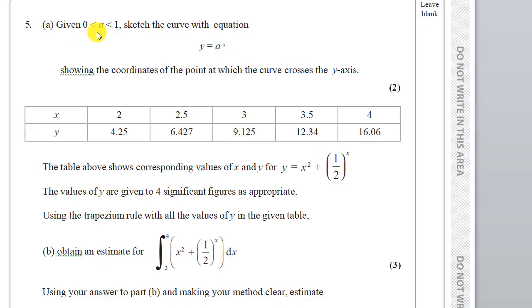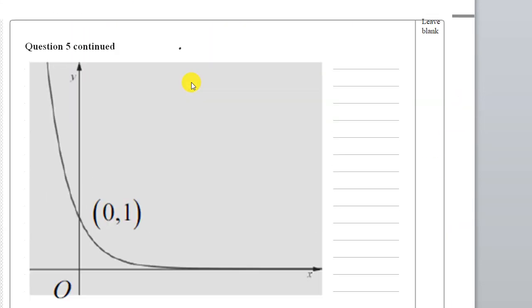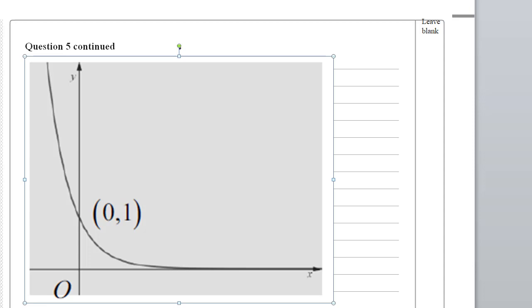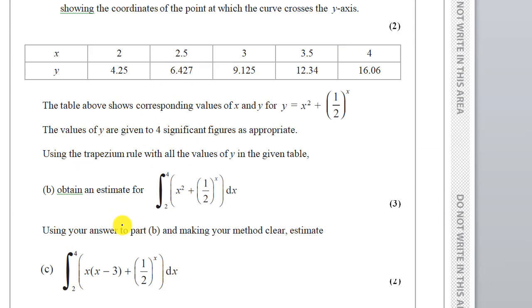Given a is bigger than 0 and less than 1, sketch a curve with equation y equal to a power x, showing the coordinates of the point where the curve crosses the y-axis. To solve this part, this is your curve, this is part A, and you need to give this point very clear that it's 0 and 1. Okay? Let us go ahead to another part.